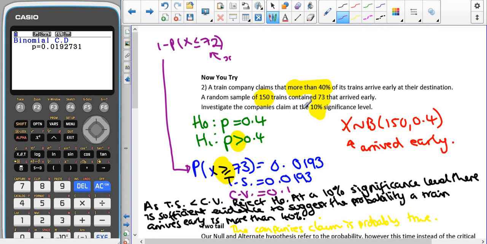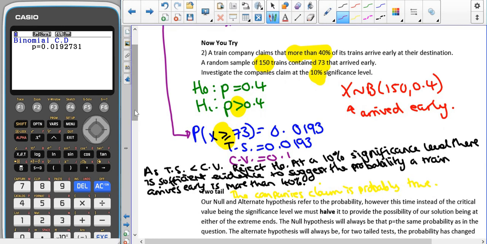The critical value this time, because we're using a 10% significance level, is going to be 0.1. So again, as the test statistic is smaller than the critical value, we reject H0 at a 10% significance level. There is sufficient evidence to suggest that the probability of a train arriving early is more than 40%.